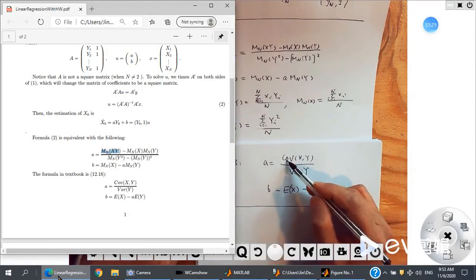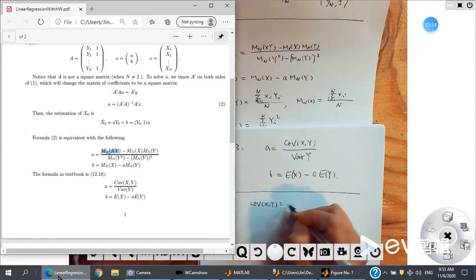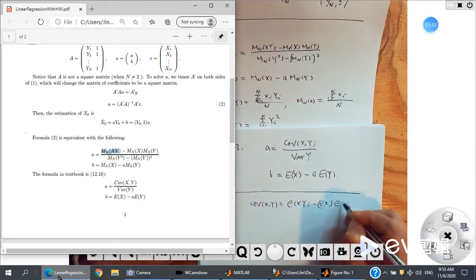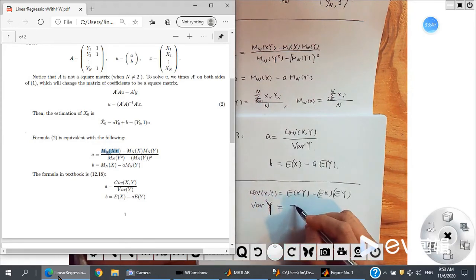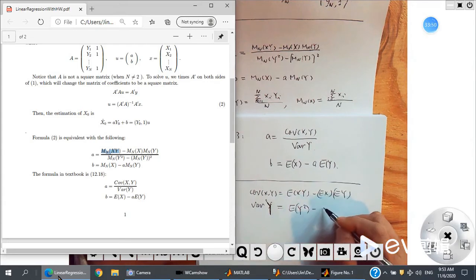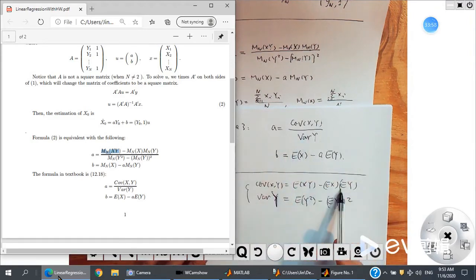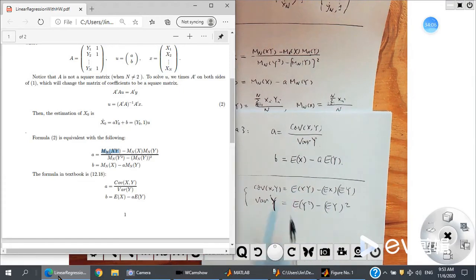What is a covariance? Covariance, we know, is E of x times y minus EX times EY. Right? And the variance of y is E of y squared minus EY squared. We have these two. So you plug in, and you can see the covariance is just this one minus this one. And you replace these by the mean. Actually, this is the moment method, right? Moment method for the estimation.